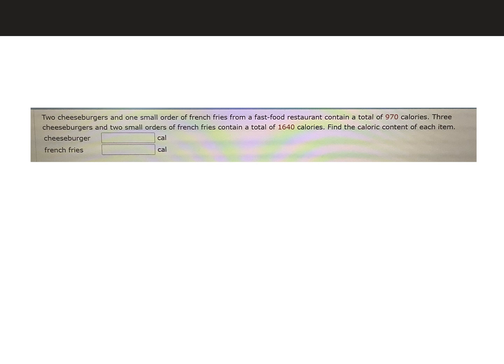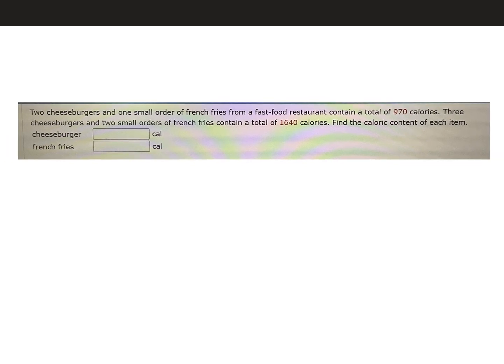So 2 cheeseburgers and 1 small order of French fries from a fast food restaurant contain a total of 970 calories. 3 cheeseburgers and 2 small orders of French fries contain a total of 1,640 calories. Find the calorie content of each item. So let's start with our first equation, the first sentence. I have 2 cheeseburgers, so I'll say 2 times C, because I'll say C is for cheeseburgers, and 1 small order of fries. So 2C plus 1F, which will just be F, is equal to 970. So that's my first equation from the first sentence.